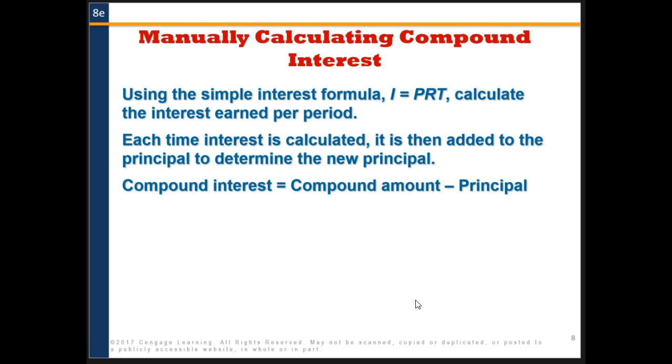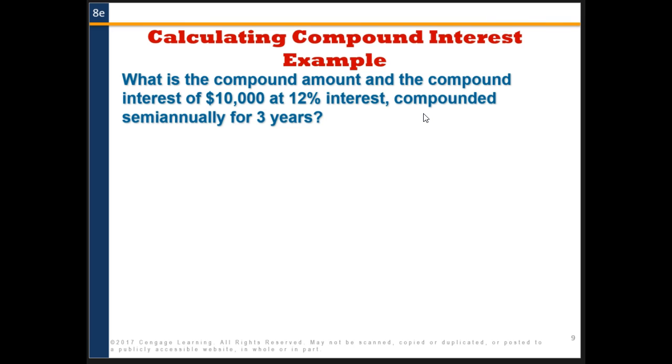So let's take a look at manually calculating compound interest. So we use the simple interest formula that we used before, I equals PRT. We calculate the interest earned per period. So each time interest is calculated, it is then added to the principal to determine a new principal. So compound interest equals the compound amount minus the principal. And we're going to take a look at an example.